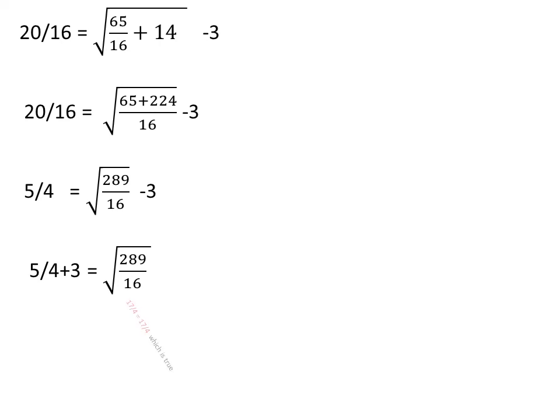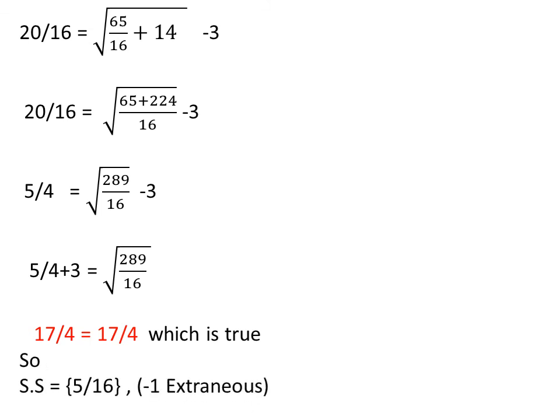By solving this equation, we will get 17 by 4 equal to 17 by 4, which is a true statement because left hand side equal to right hand side. So we can say that when we put the value of x as 5 by 16, it will give us a true result. So we can say 5 by 16 is the root of the given equation, and we can write this value in our solution set as 5 by 16. But the value of x, which is minus 1, is extraneous. That's why the only root of the given equation is 5 by 16.